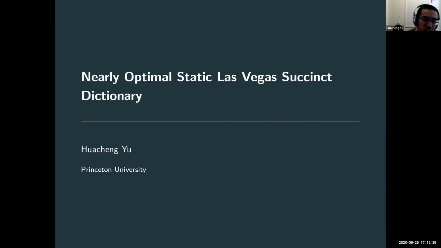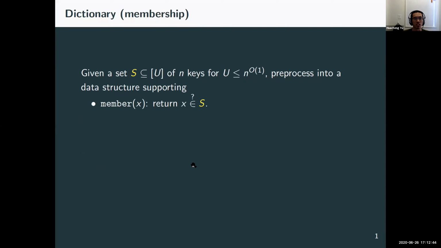Thanks for the introduction. So I'll give a brief introduction to my results about dictionary data structures. Okay. So what is a dictionary and what does it do? The one problem it solves is membership testing. In membership testing, we're given a set of n keys from a universe of size u. So we think each key is a number between 1 and u. And I think u is bounded by poly n.